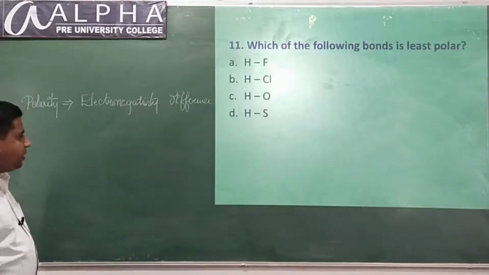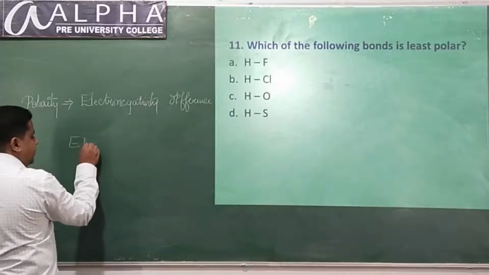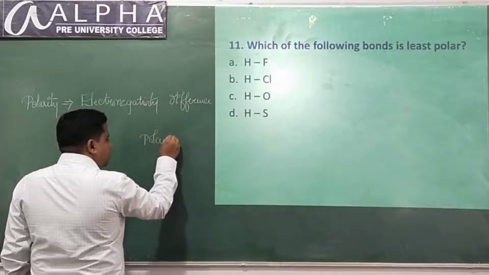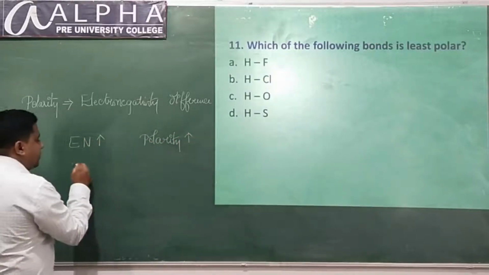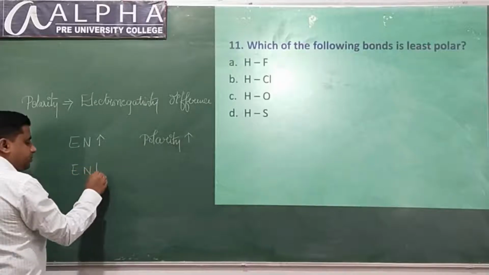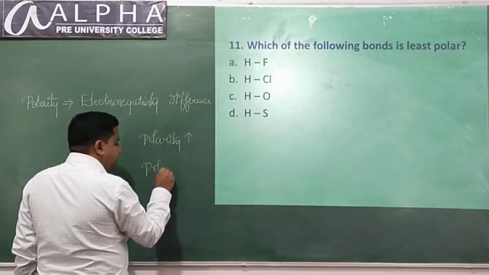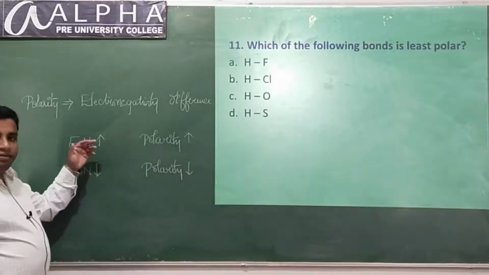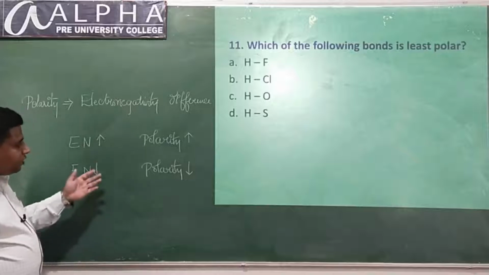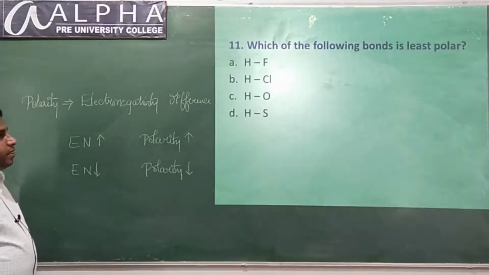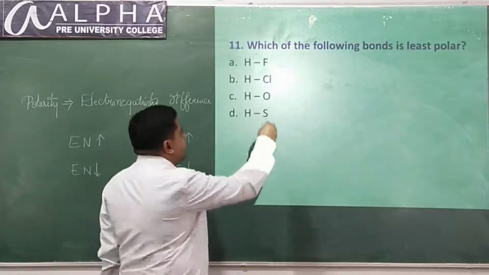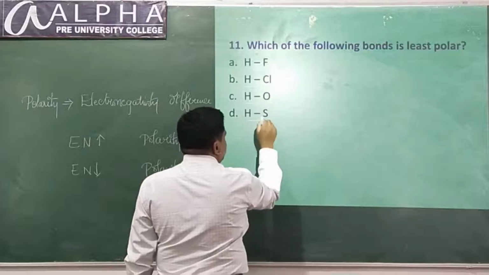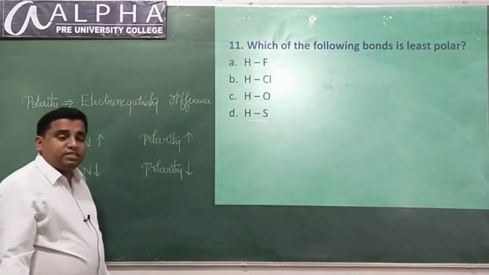Higher the electronegativity, more will be the polarity. Lesser the electronegativity, lesser will be the polarity. So students, I have hydrogen fluoride, hydrogen chloride, hydrogen and oxygen, and hydrogen and sulfur. Which of the following bonds is least polar?